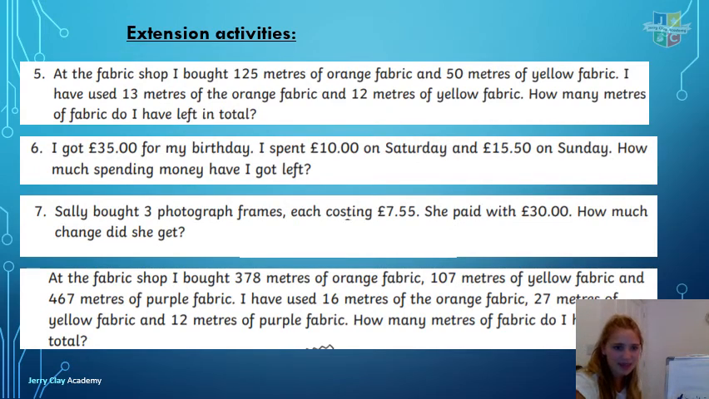Okay, so now I'd like you to have a go at the next 4 questions. Once you've done those, press play and I'll go through the answers to see if you have got the answer correct.